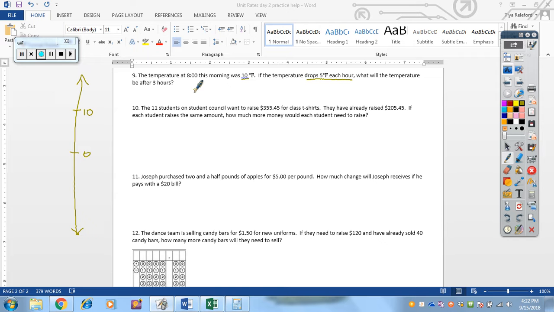So I have 3 times negative 5, right? It's negative 15. So what is 10 minus 15 degrees? Or 10 plus negative 15 degrees? It's a negative 5. Your numbers aren't the same as mine, but you're doing the same thing. You have to go down 15 degrees. You're going to end up down here.